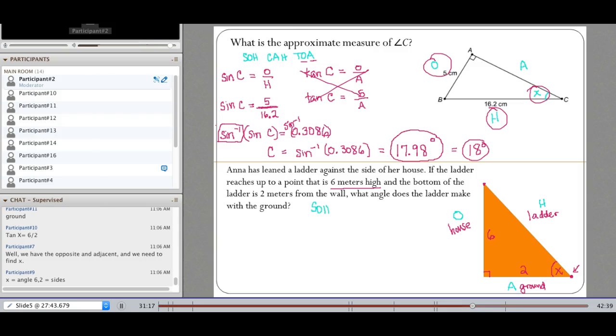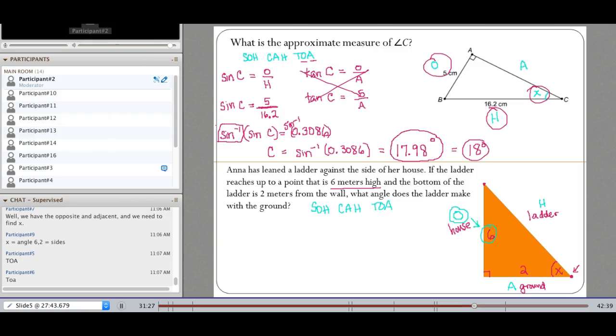So I write out SOHCAHTOA, and Brian's already telling us it's tangent, which looks right. Good, Sarah, because we know the opposite side is 6 and the adjacent side is 2. So that tells us we want to include the opposite and the adjacent side in our ratio, and that narrows it down to tangent. Over here, sine has opposite but not adjacent, so we don't want to use that one. Here we have the adjacent side but not the opposite side, so we don't want to use cosine. That crosses those two choices out.